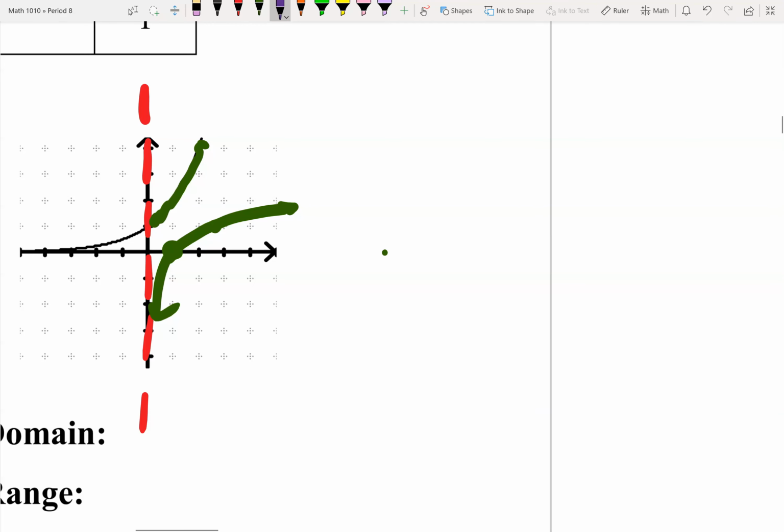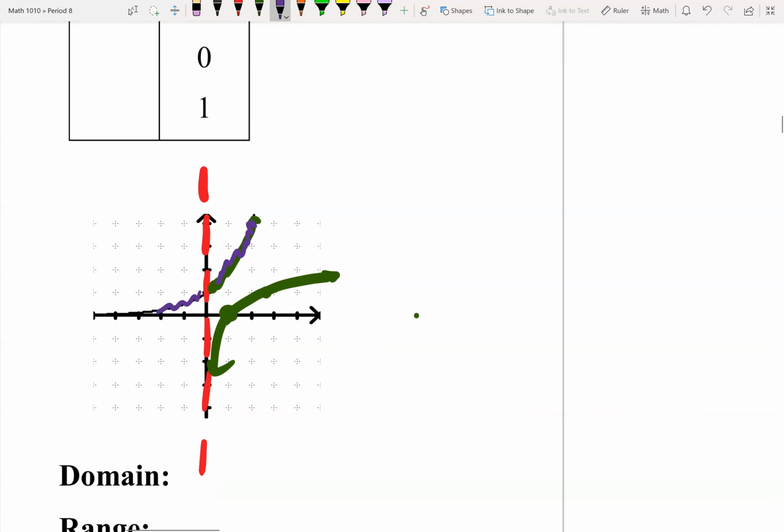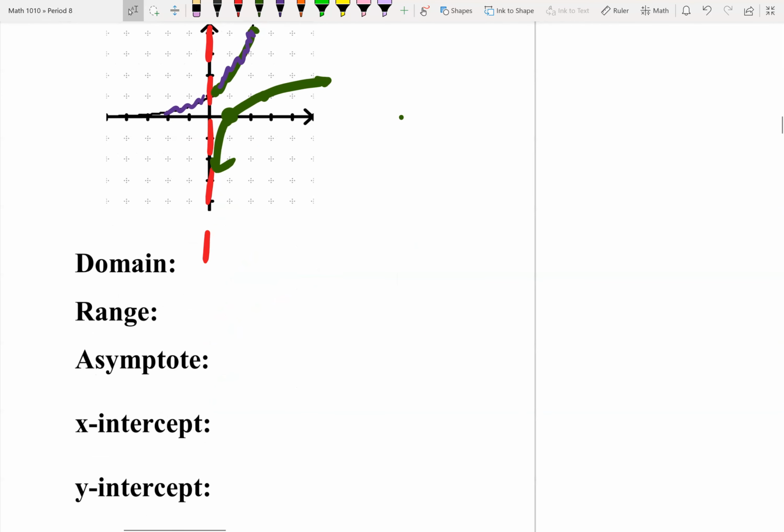Wait, so how do you decide that it's a parent graph? Is it just if it has numbers around it? Correct. No numbers, no sign. It's just like boring. It's just the log, the base, and it's always going to be an x. Good. Okay, domain is, shout it out, everybody. 0 to infinity. The range is all real numbers. Asymptote: x equals 0. X-intercept: (1, 0). Y-intercept: there's none.